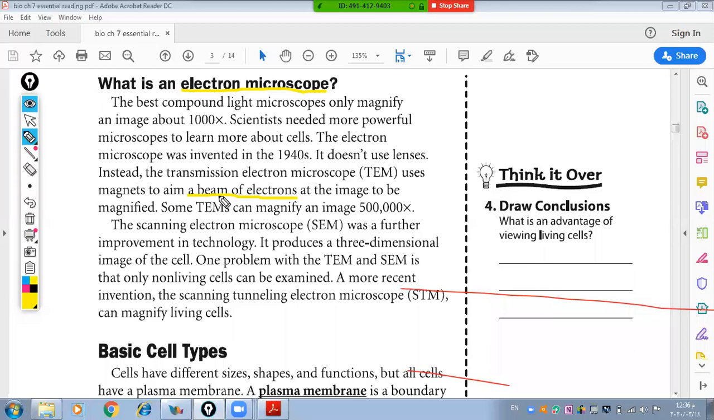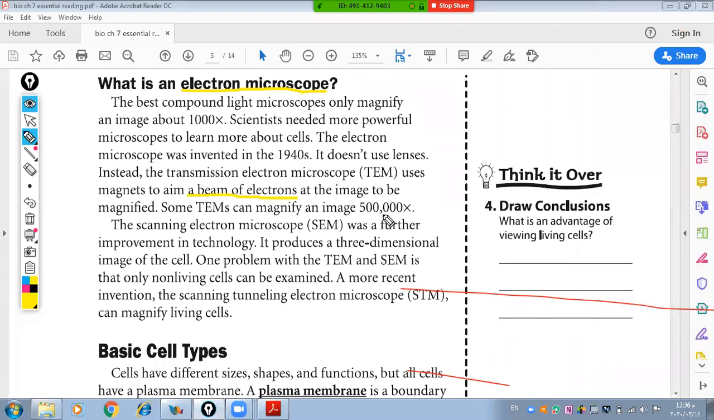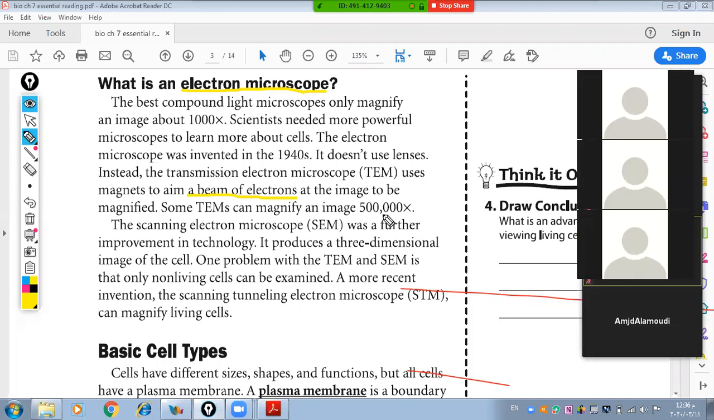So what is the main difference between compound light microscope and electron microscope? The magnification. Just wait, Rashid. What is the magnification of a compound light microscope? 1000. Okay. What is the magnification we could have from an electron microscope? 500,000. And in the video you saw 2 millions, right? An image taken by microscope was 2 millions.